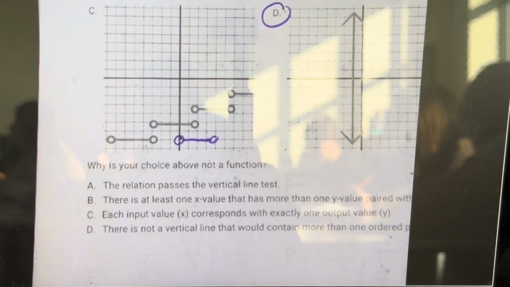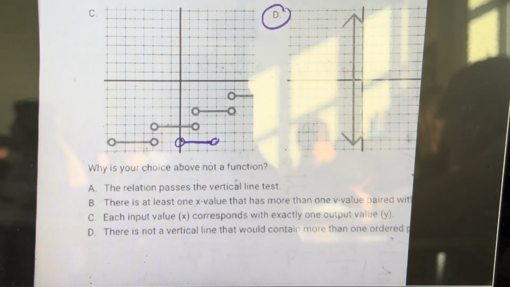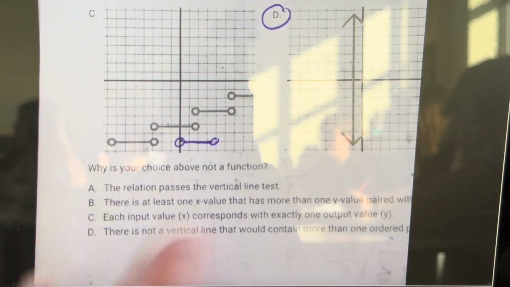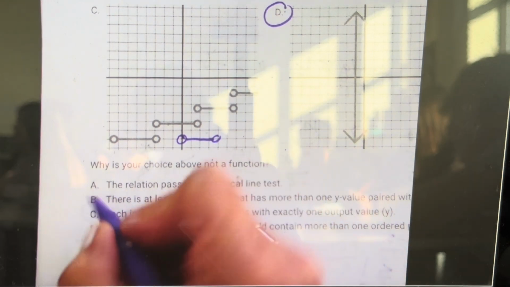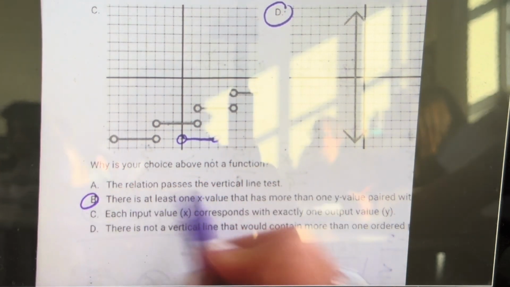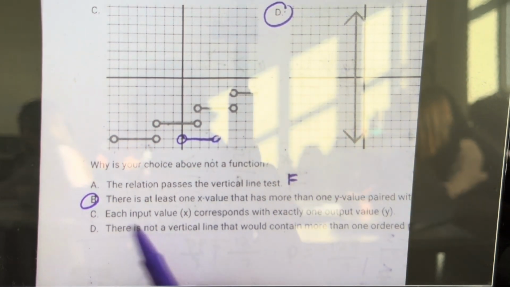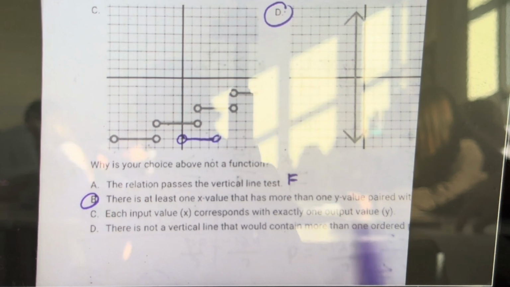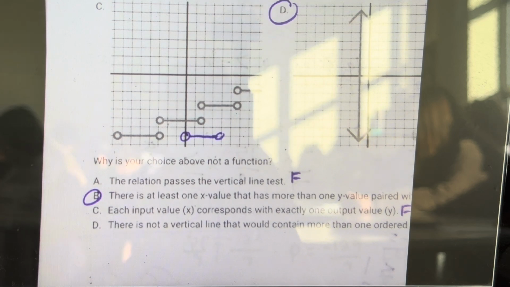Okay, so number 12. Which one is my answer as far as my statement of why it's a function? B. There's at least one x value that has more than one y value. That is correct. So a relationship passes the vertical line test. That describes a function. Each input value corresponds with exactly 1. That describes a function. And there is not a vertical line test. Again, that describes a function.